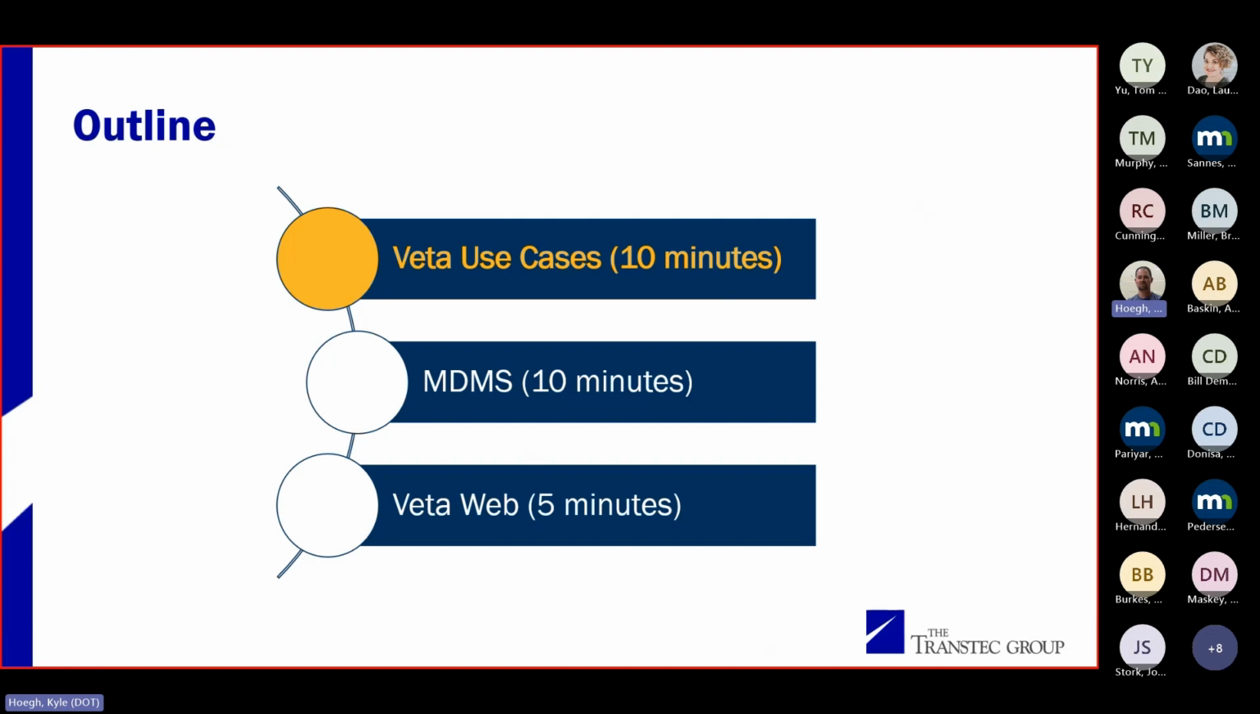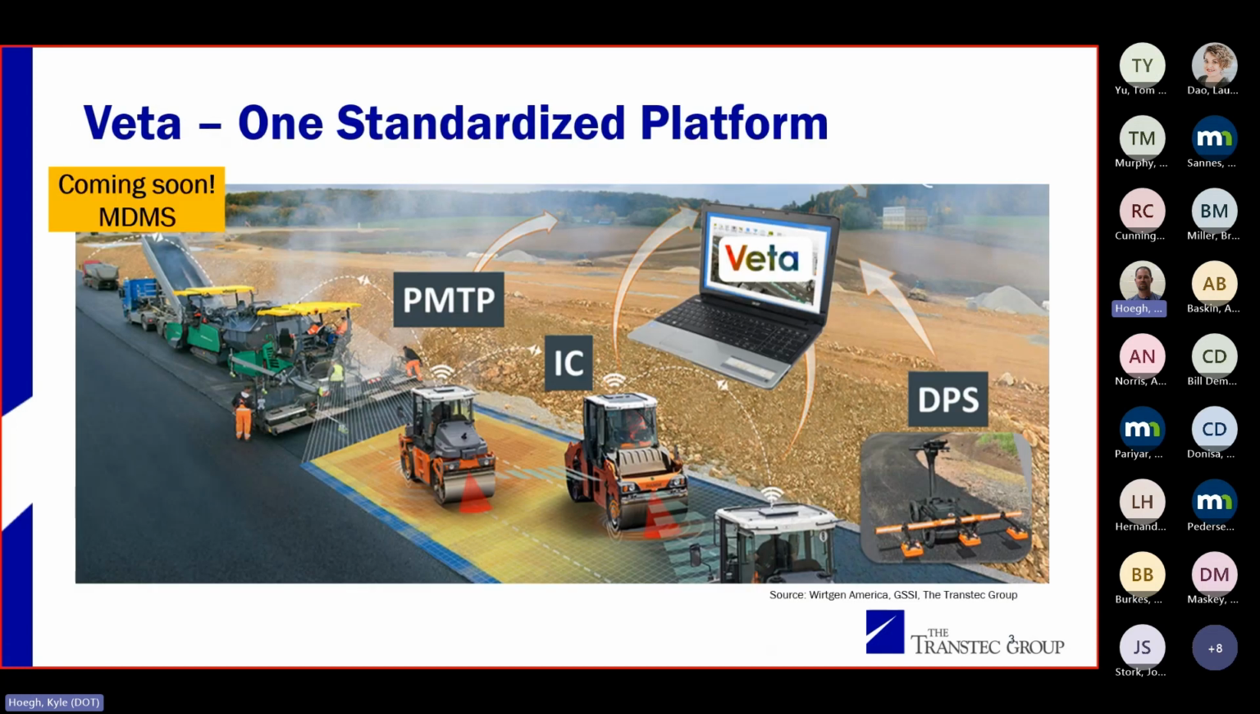So let's just jump into this first little bit. I just want to start out, we're going to look at some fun stuff about Veta. So what is it? If you aren't familiar, Veta is a standardized software platform that is compatible with many intelligent construction technologies. Originally, we developed it a while ago for intelligent compaction.